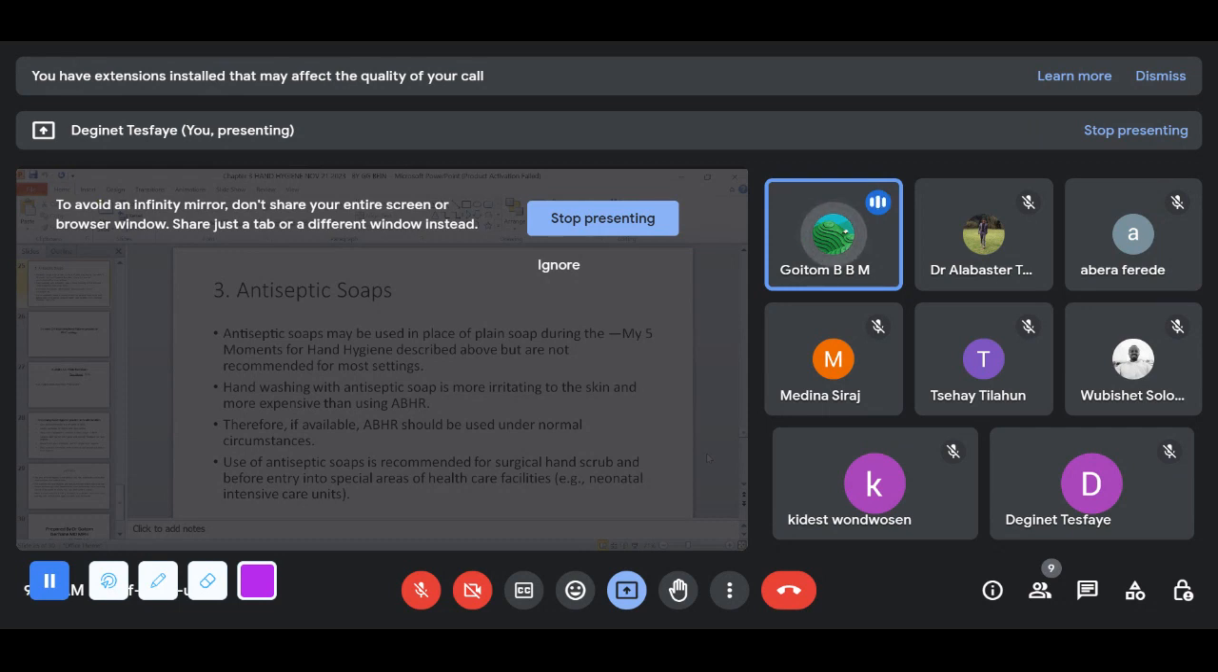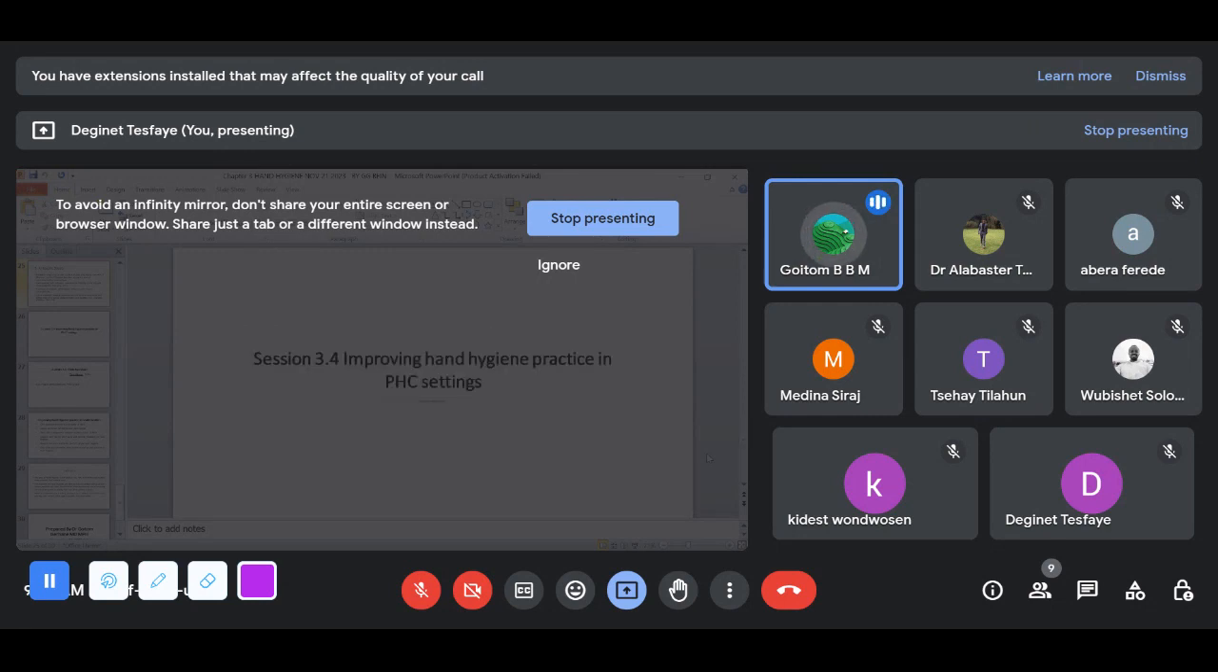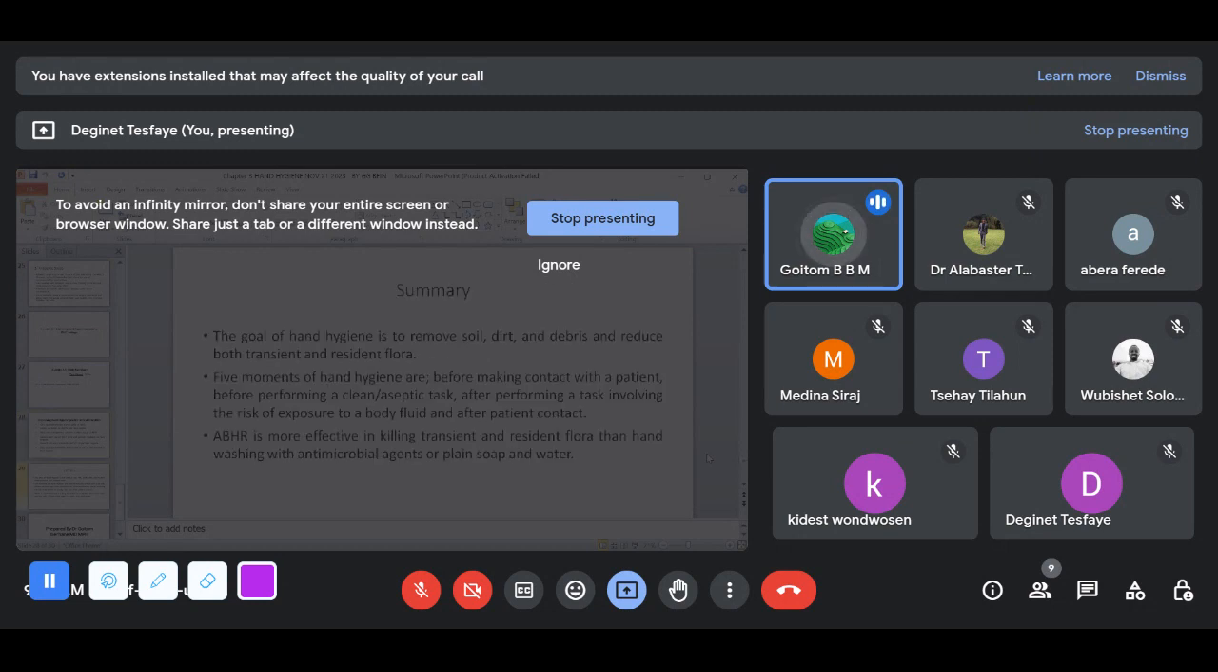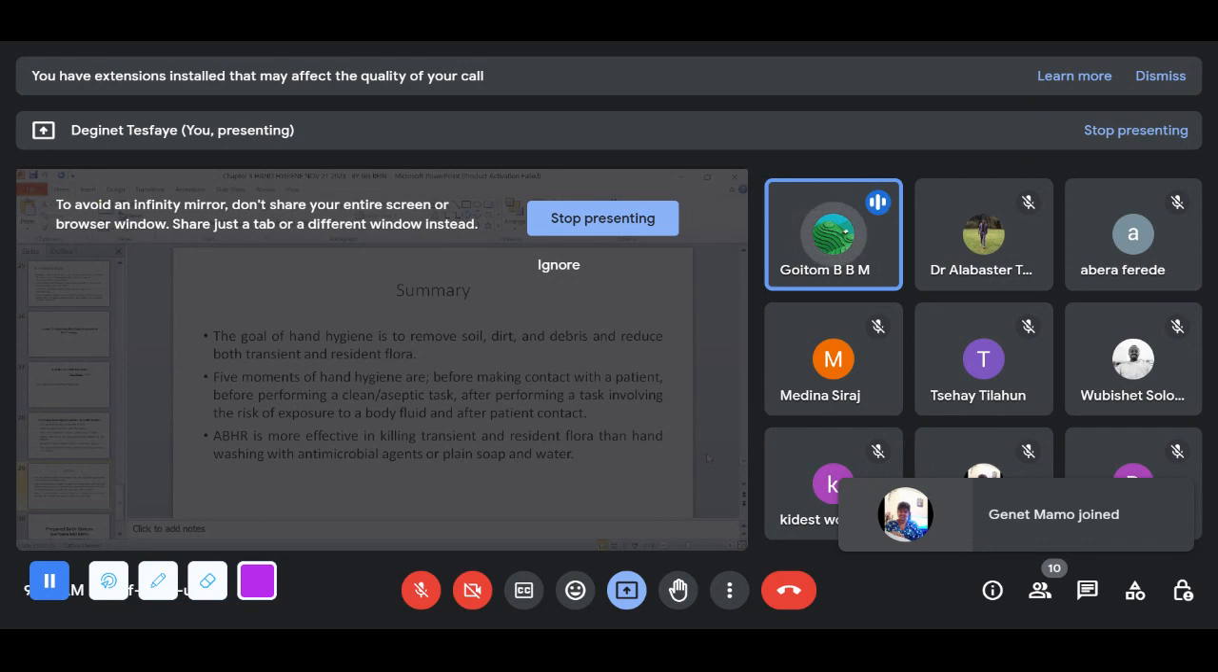So we come to the conclusion of the summary. The goal of hand hygiene is to remove soil, dirt, and debris and reduce both hand transient and resident flora. The 5 moments of hand hygiene are before making contact with the patient, before performing a clean and aseptic task, and after patient contact. These are the 5 moments of hand hygiene.